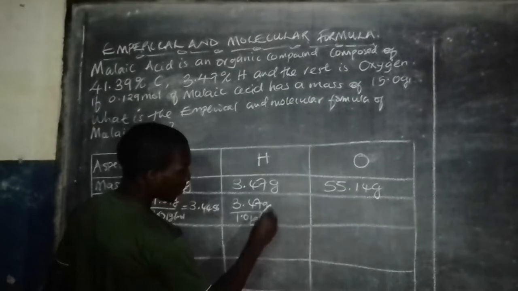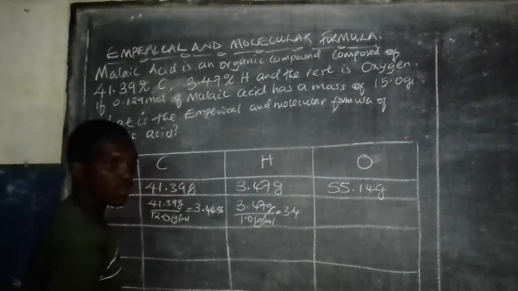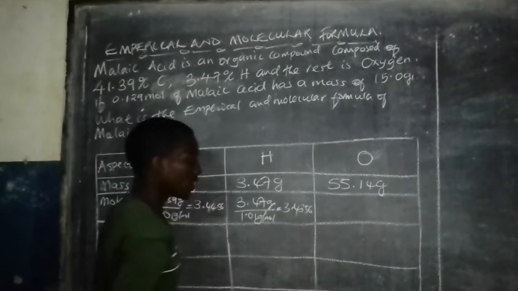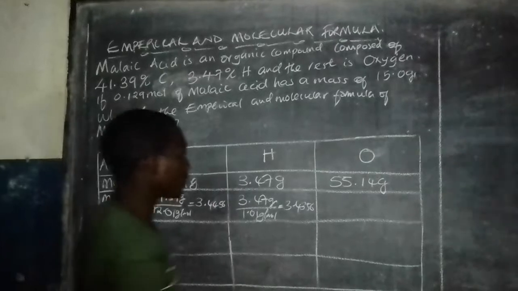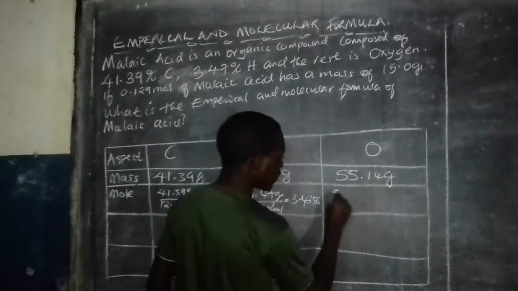Then for hydrogen, the number of moles would be the mass, which is 3.47 grams, over 1.01 grams per mole. And that gives 3.4356. Good.